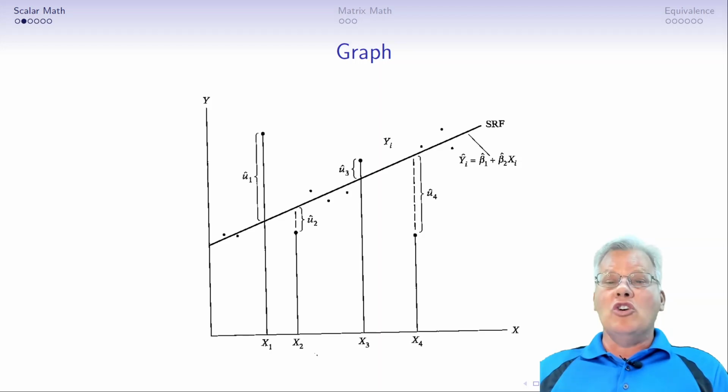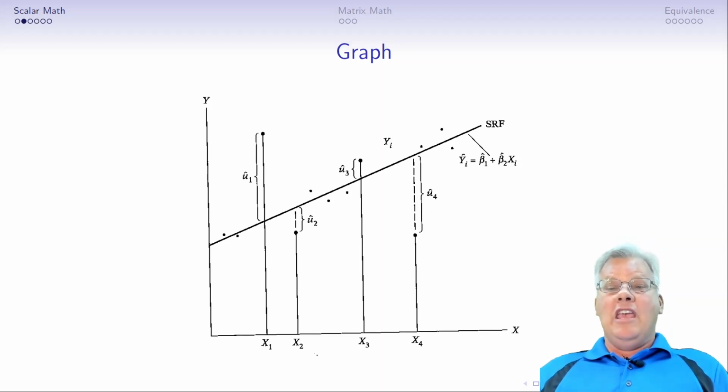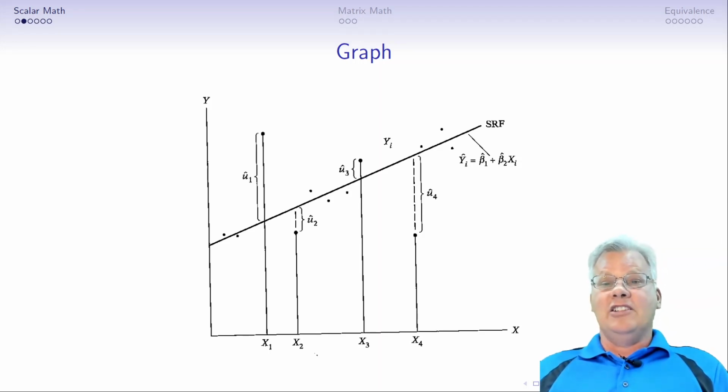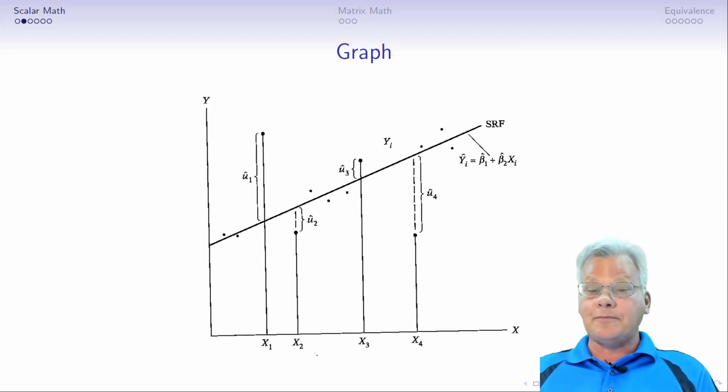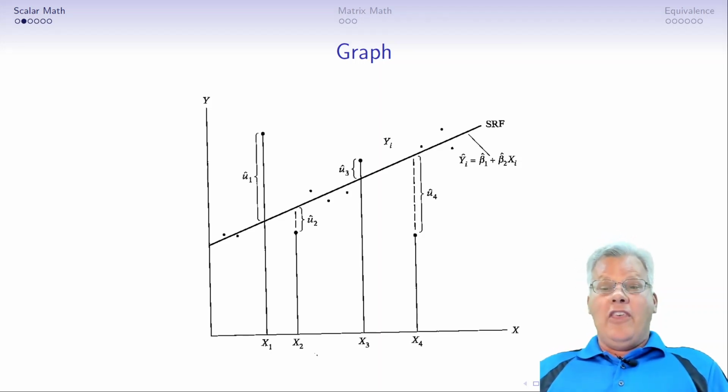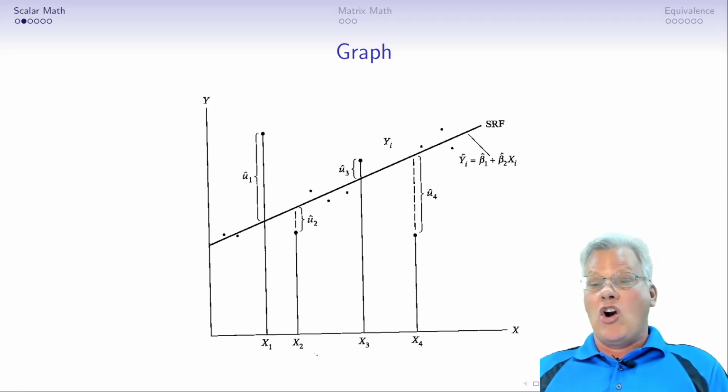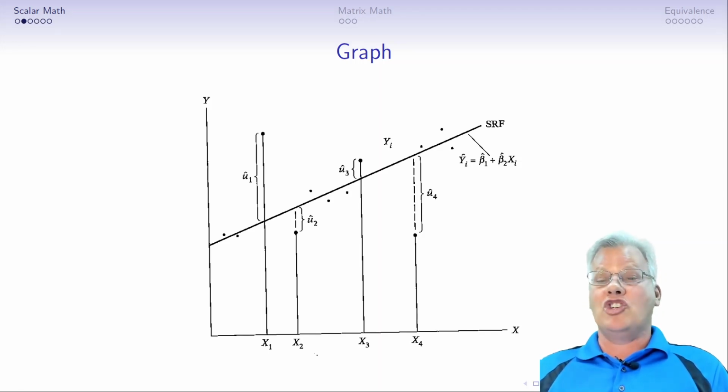This is a very typical graph showing the use of x to approximate y. In this graph, each of the dots represents the plot of the value of x and the value of y for that particular observation within the data set. And the linear approximation is given by the equation here labeled SRF, the sample regression function.